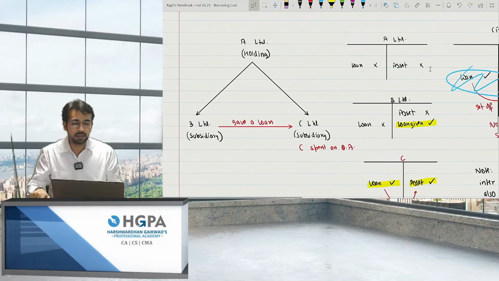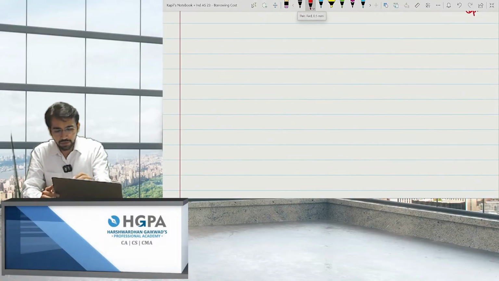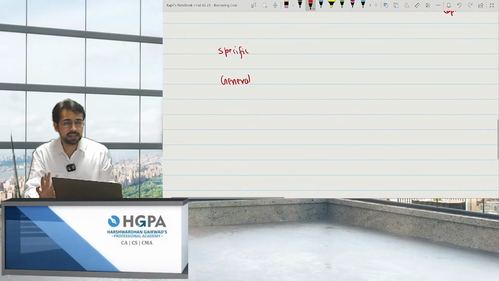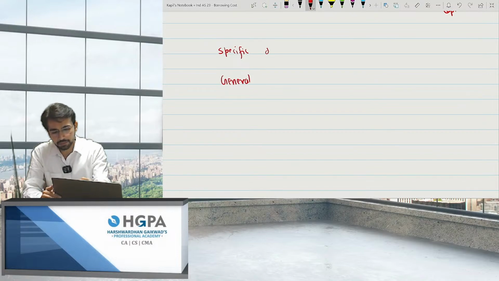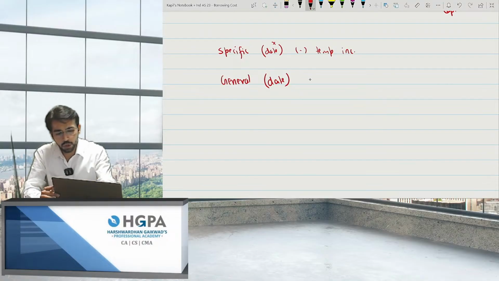These are the points. So to brief out, the very important point was specific and general. The two basic points, right? On specific borrowing, the date is not very important, and also you can subtract temporary income. On general borrowing, always check the dates, from the date till year end or the completion date, whichever is earlier. No temporary income.